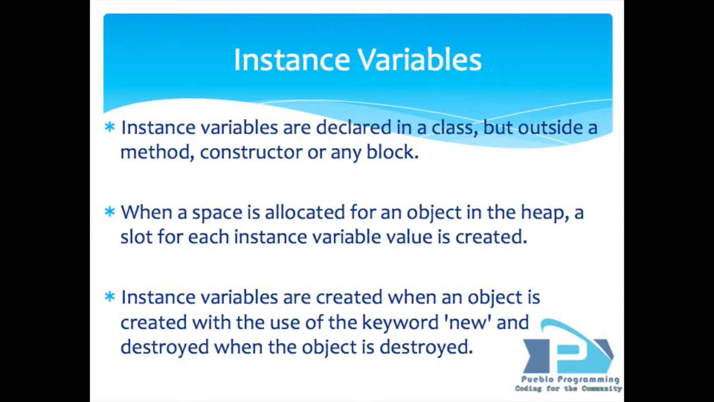Next are instance variables. Instance variables are declared in a class but outside a method, constructor, or any block. When a space is allocated for an object in the heap, a slot for each instance variable value is created. Instance variables are created when an object is created with the use of the keyword new and destroyed when the object is destroyed. And one thing to look out for is that you have to have this keyword new if you're planning to make an instance variable. And they can be declared within a method, constructor, or block, unlike your local variable.